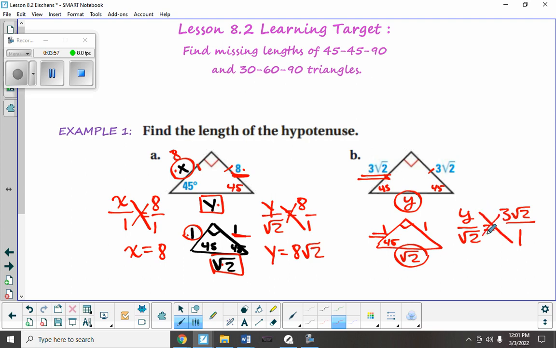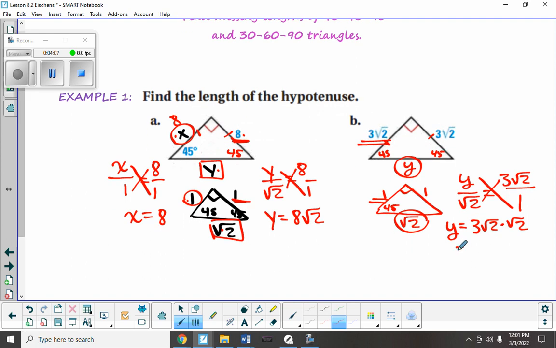So we have hypotenuse to hypotenuse, left leg to left leg. Cross multiply. Y will equal 3 root 2 times root 2. And we have to remember our rules about multiplying radicals. You can multiply the radicals together. So you have 3 times the square root of 4, because root 2 times root 2 is root 4, which is 2. So your final answer is 6. So y is equal to 6.